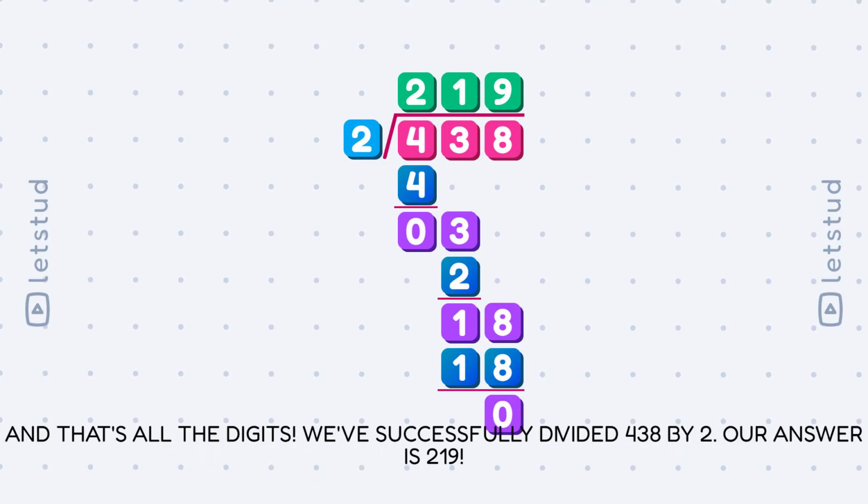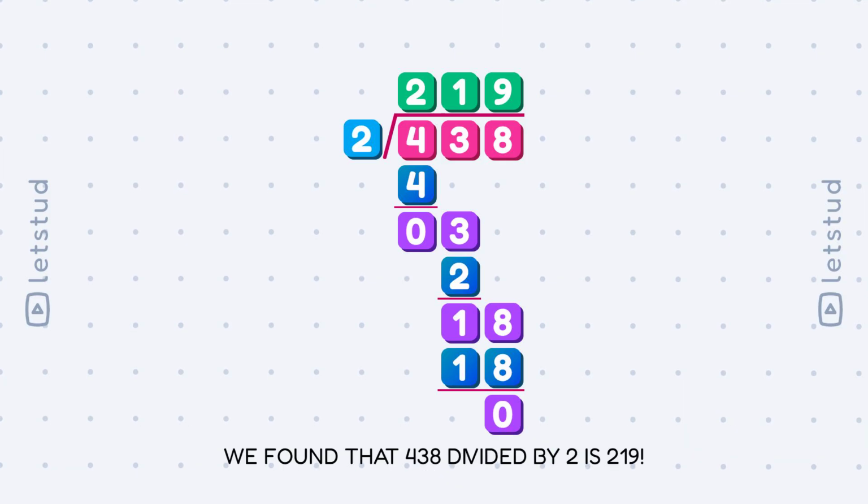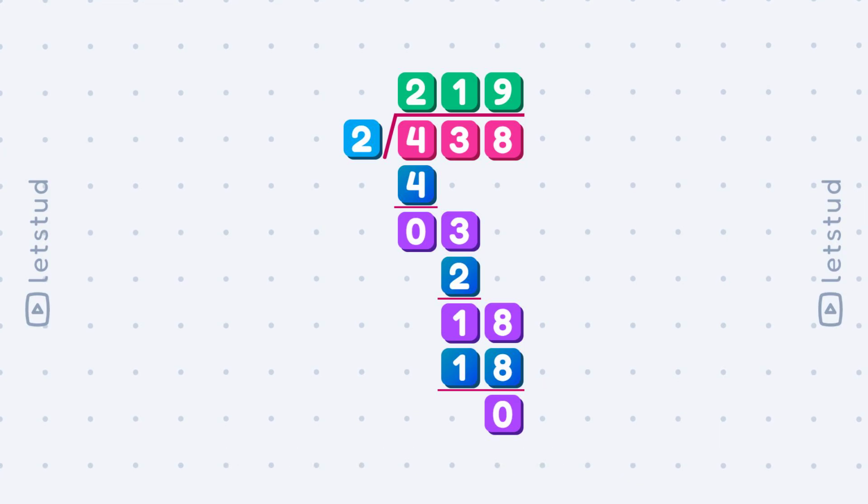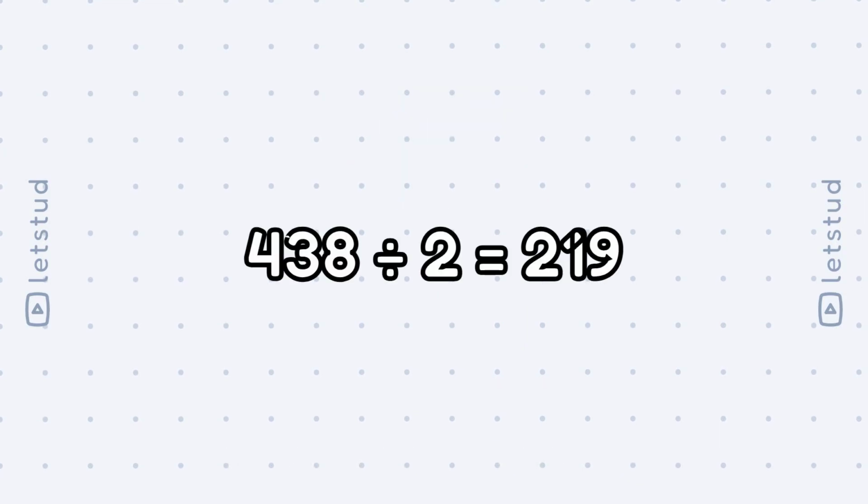And that's all the digits. We've successfully divided 438 by 2. Our answer is 219. We found that 438 divided by 2 is 219. Great job, everyone! Remember, long division is just a series of steps and you can master it with practice.